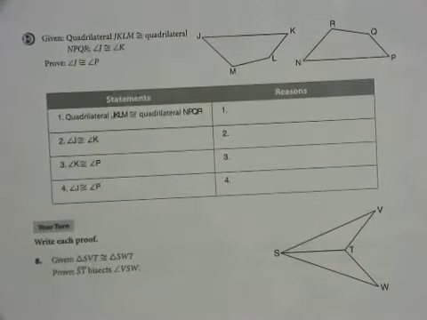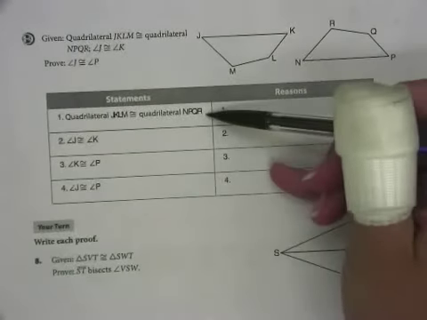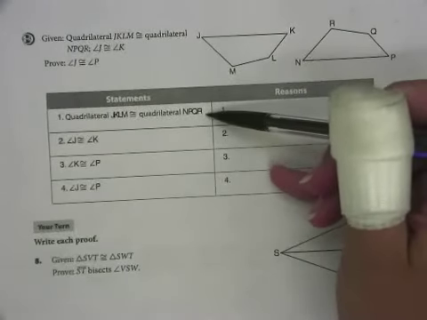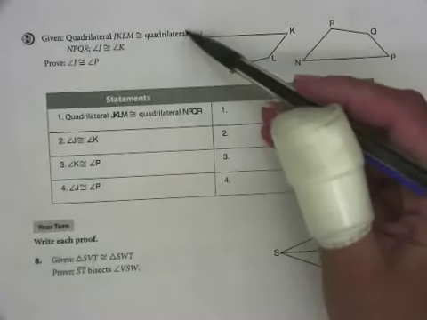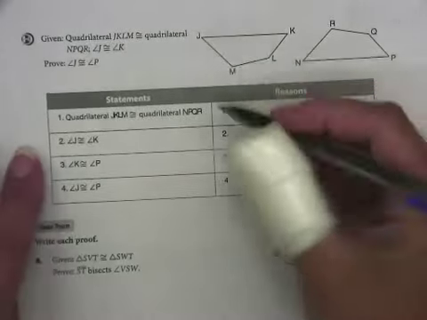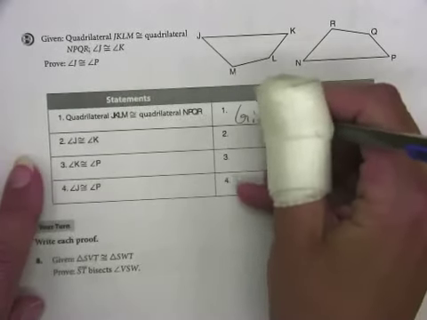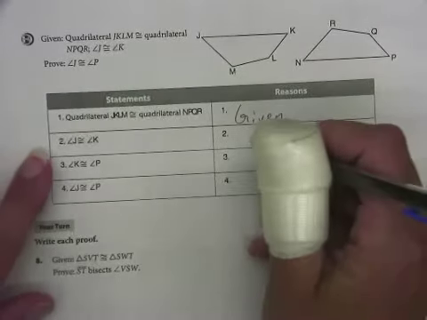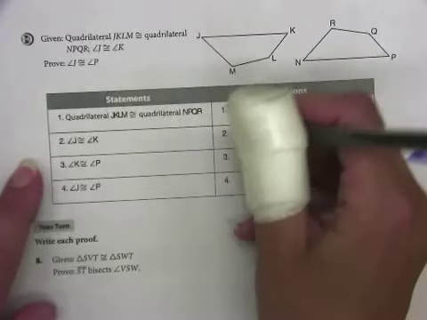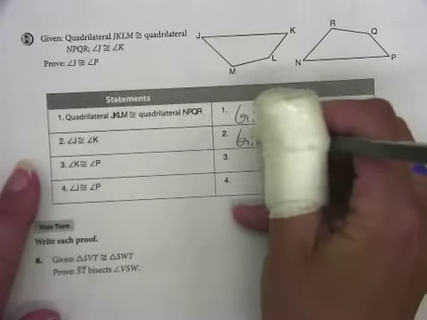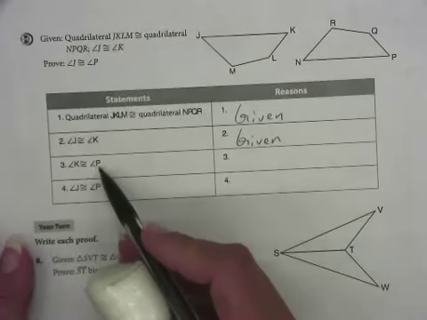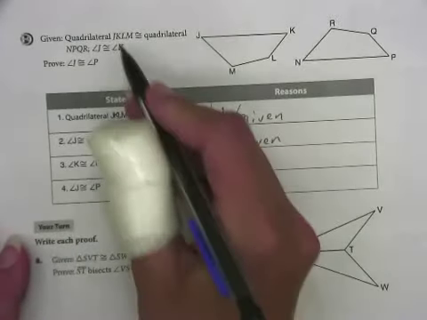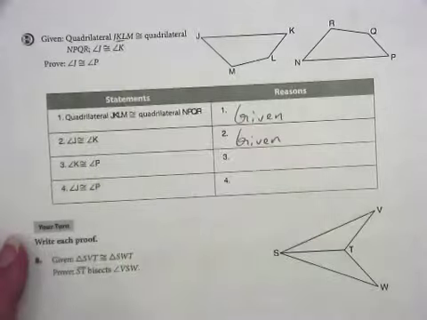In part B, they've set up the statements for us. We need to come up with the reasons. So in statement 1, quadrilateral JKLM congruent to quadrilateral NPQR. Always look at your given and look at that. It's right there in the given. I'm also told in the given that angle J is congruent to angle K. So that's my reason for statement 2.